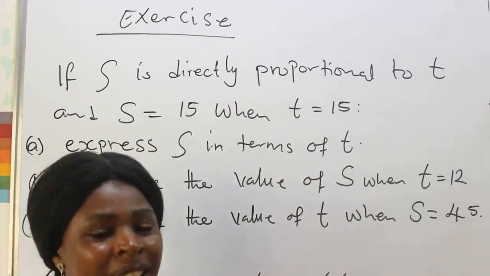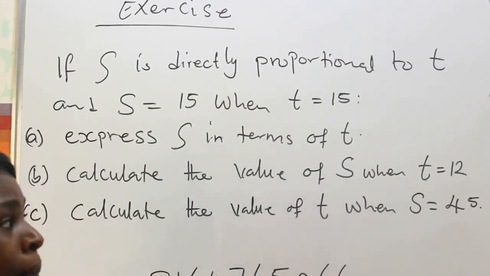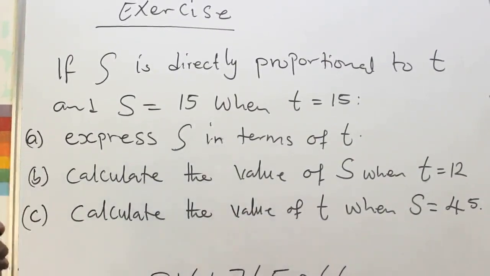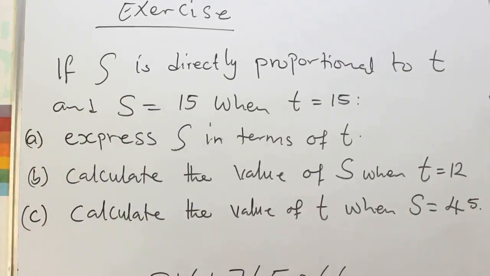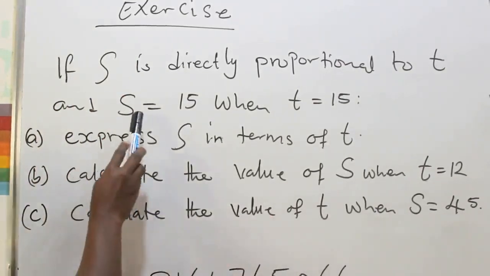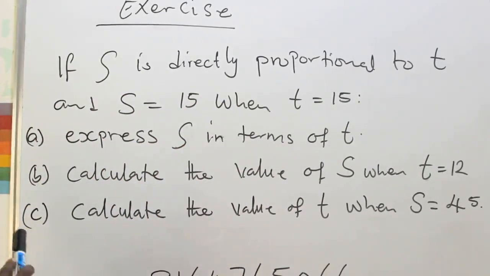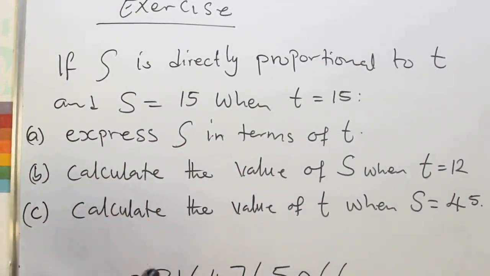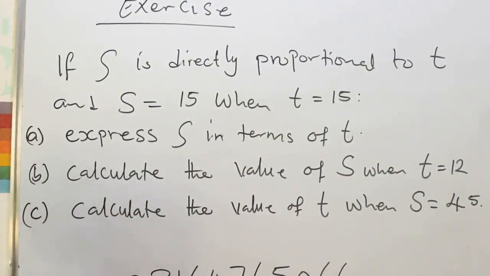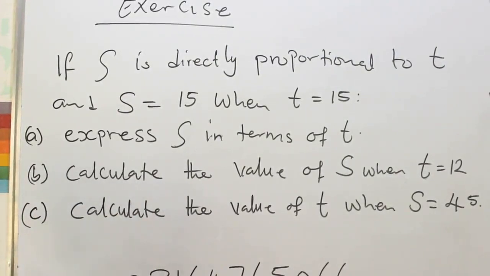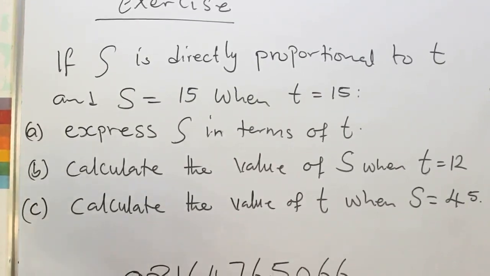With these two exercises, I believe you can still look for more exercise. But then I have one on the board for you. If S is directly proportional to T, and S is equals to 15 when T is equals to 15. A, express S in terms of T. Then B, calculate the value of S when T is equals to 12. C, calculate the value of T when S is equals to 45.